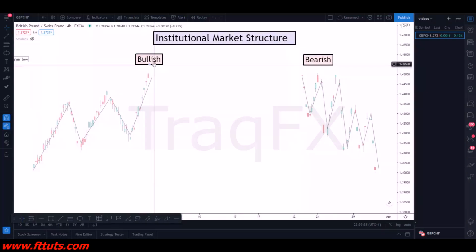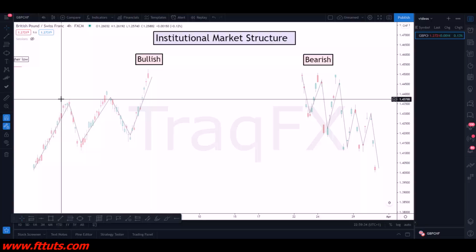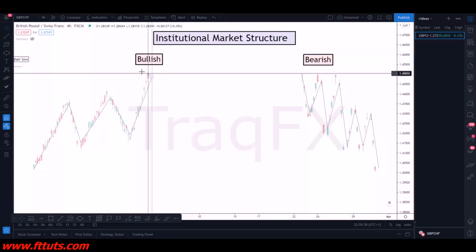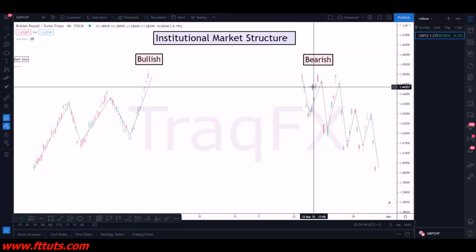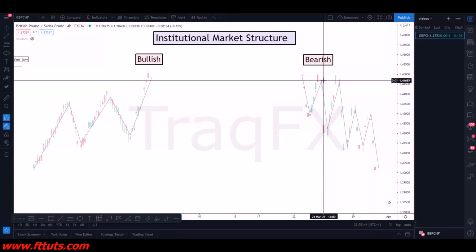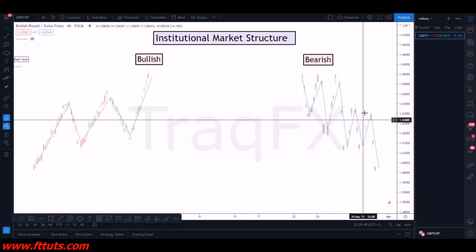Now, in a bullish market structure, the market tends to create higher highs and higher lows. So we have a low, then we have a high, then a higher low, higher high, higher low, and then once again followed by another higher high. Now, for bearish, we have a high, and then a low, and then a lower high, and then a lower low, and then a lower high, lower low, lower high, lower low.